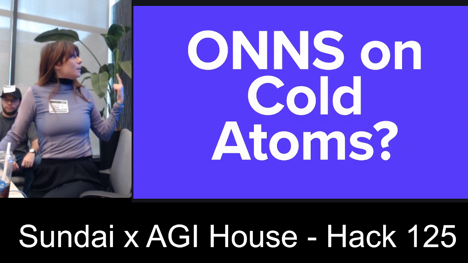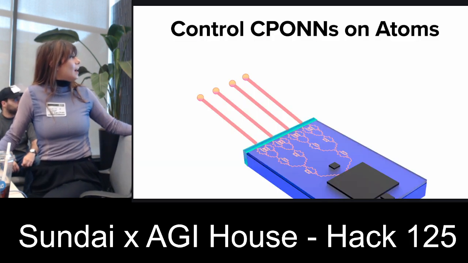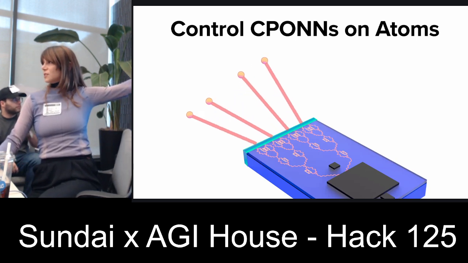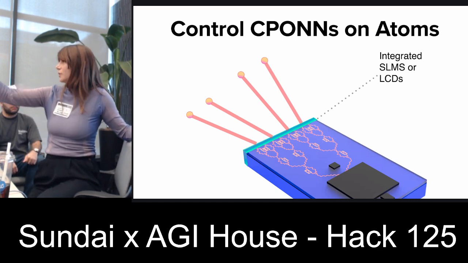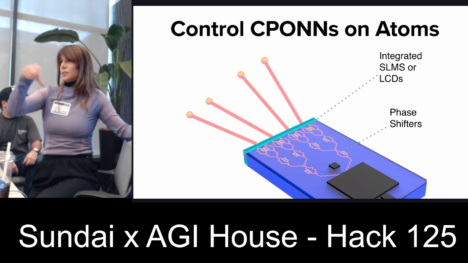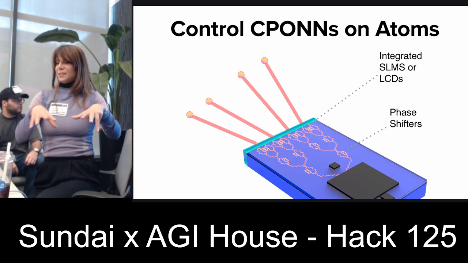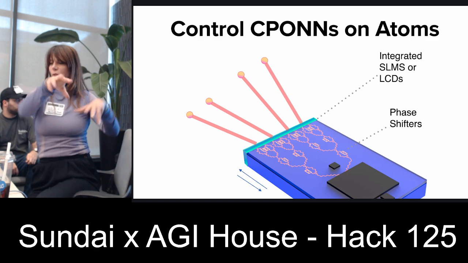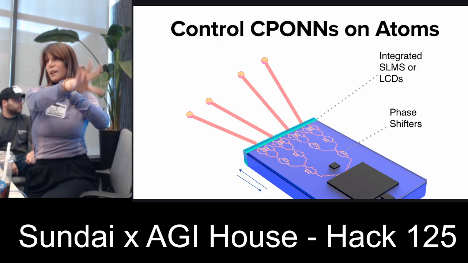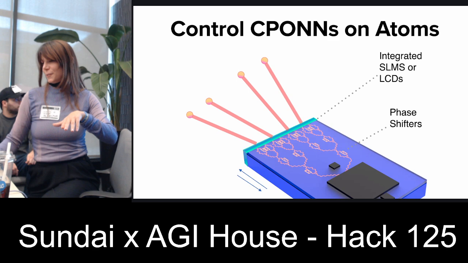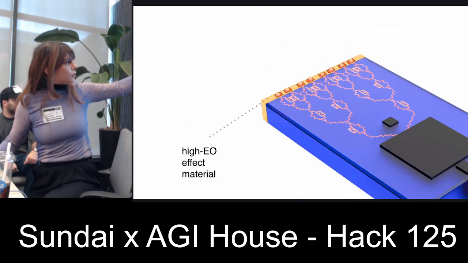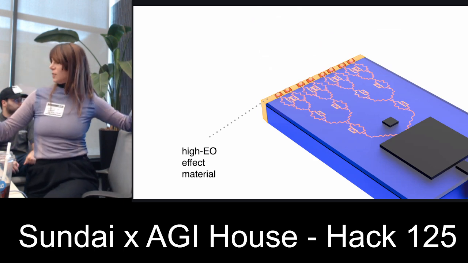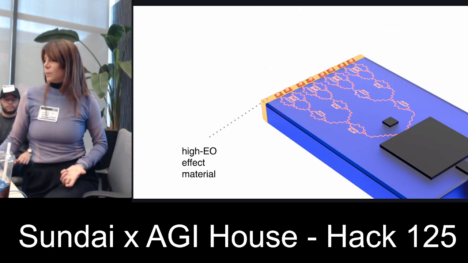However, I thought, okay, maybe they can also be applied on cold atoms. Because light can propagate bidirectionally, and it can also be modulated with something like an integrated spatial light modulator or a liquid crystal display, which diffracts light. And also the phase shifters themselves can control light. So not only doing the readout optically through the chip, but also manipulating the atoms. So that's one pitch I have for you. The other one is, can we actually have the atoms trapped onto a chip and have a high electro-optic material, which again conducts electricity and light pretty efficiently?